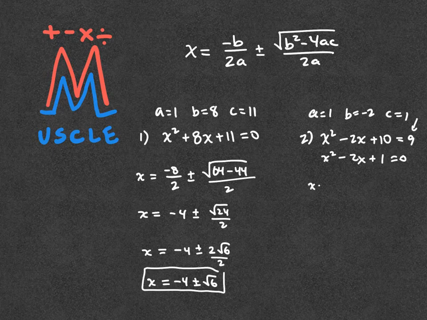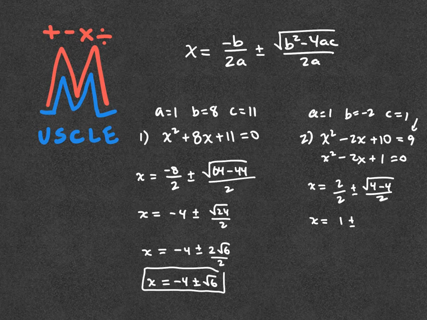So I've got x is equal to the opposite of b, which will be positive 2, over 2a, which will be 2 times 1, plus or minus the square root. Okay, b squared is negative 2 squared, which is 4, minus 4ac. 4 times 1 times 1 will also be 4. So what you'll notice here is that I'm going to get 1 plus or minus the square root of 0. That means there's only one solution.